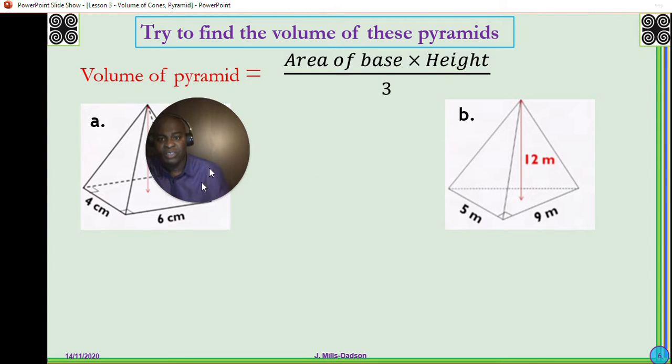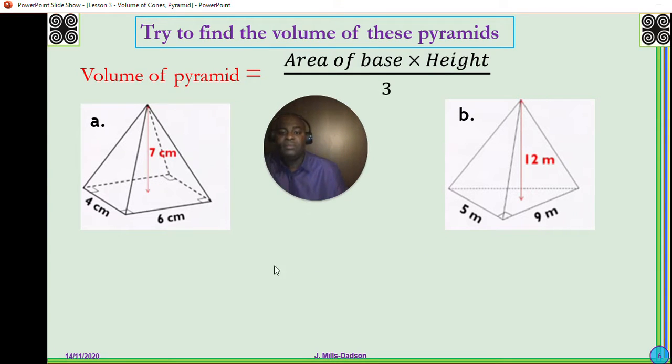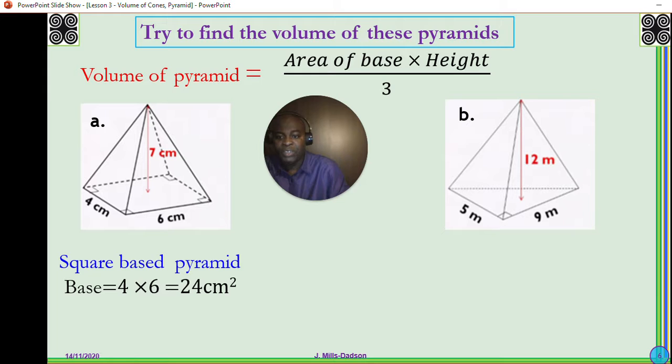Now try this yourself. Okay, let's check the answer. Base area 4 times 6, times by the height, and divide by 3. Base is 24, times the height, divided by 3 is 56 cm cubed.